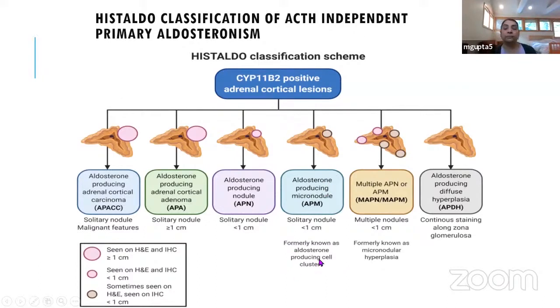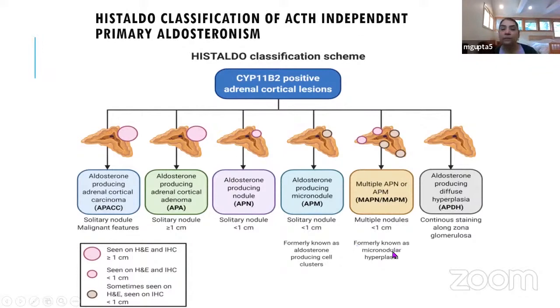Previously we would call them aldosterone producing cell clusters, but you can call them APM, meaning micronodules. And these are typically 4 to 5 millimeter in size. And then there can be a mixture of APN and APM, and they will be seen on H&E according to what they are, APN or APM.